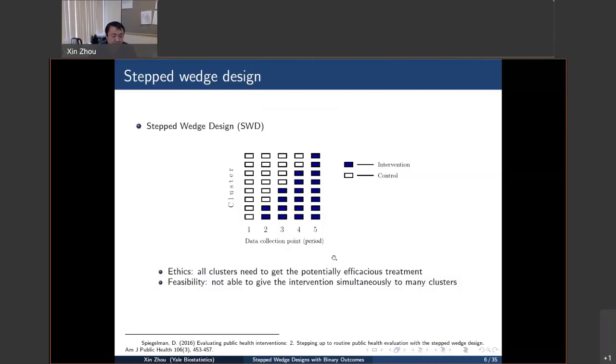The step-wedge design is becoming popular nowadays because, first, by the end of the trial, all clusters receive the intervention, eliminating the ethical concerns related to withholding potentially better treatment. And second, the step-wedge design is quite useful when it's difficult to implement the intervention simultaneously at many clusters.